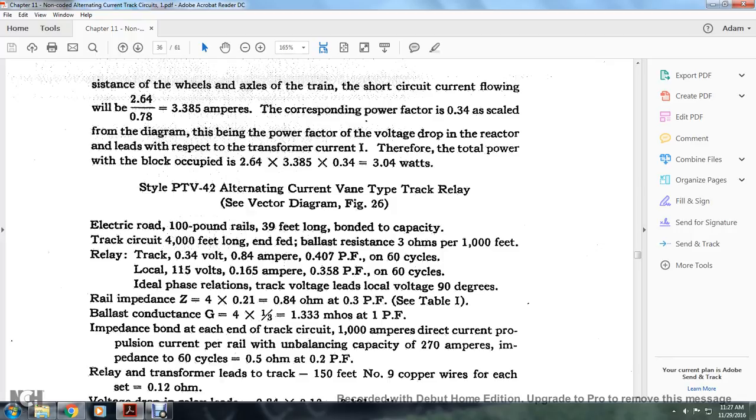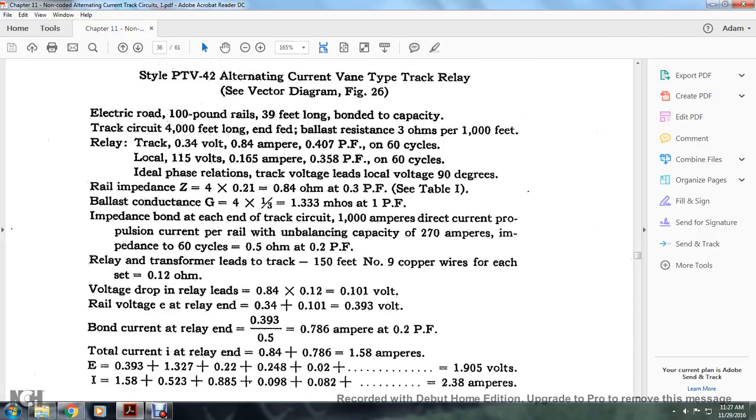Impedance bond at each end of the track circuit of 1,000 amperes. The direct current for the propulsion current of the relay unbalanced in capacity of 270 amperes. Impedance for the 60 cycle of 0.5 ohms at the two PFs. Relay and transformer lead track of minus 150 feet and the number of copper wires for each of the set of the 1200s for the ohm.